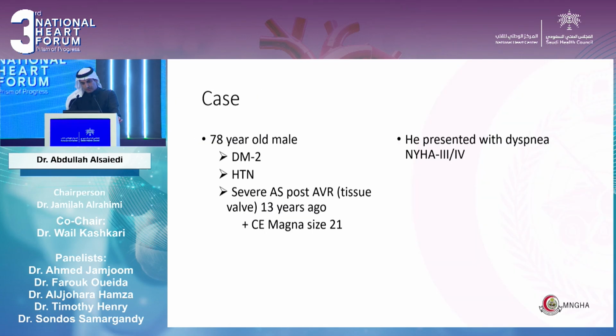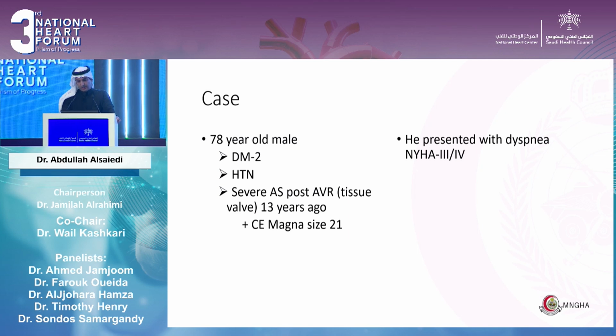So, a 78-year-old male, a known case of diabetes type 2 and hypertension, with severe aortic stenosis, post tissue valve replacement 13 years ago with a CE Magna valve size 21. He presented to our center with dyspnea NYHA class 3 to 4.